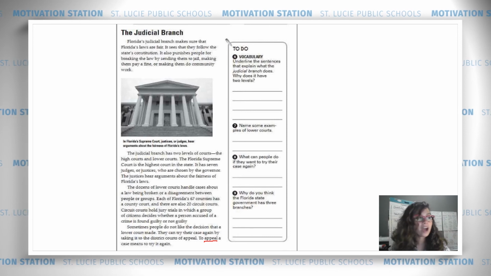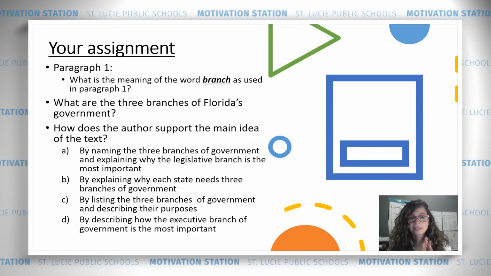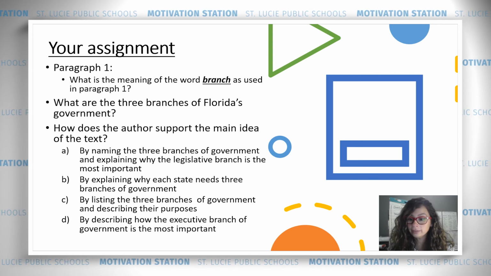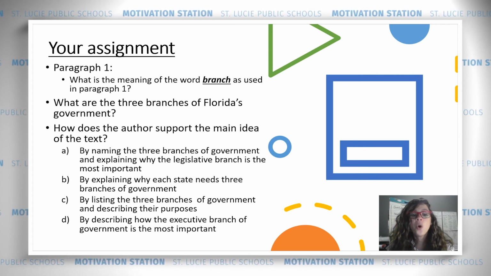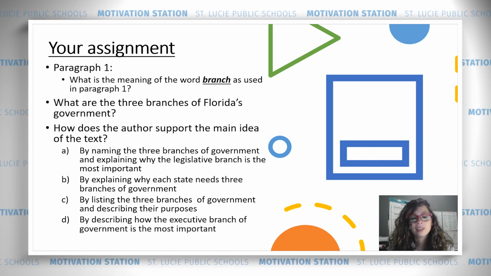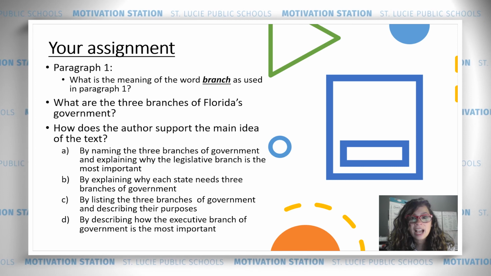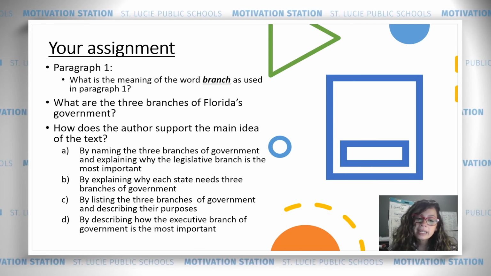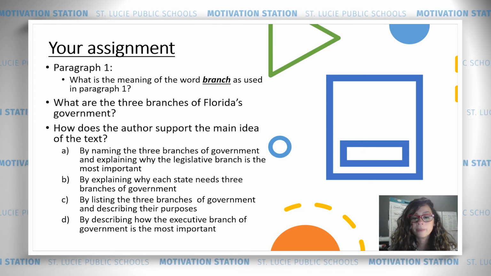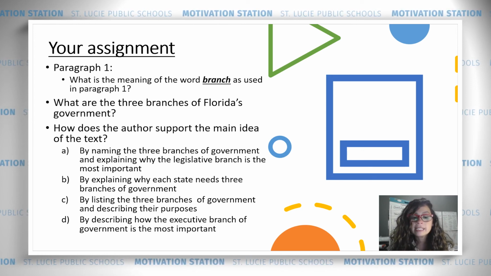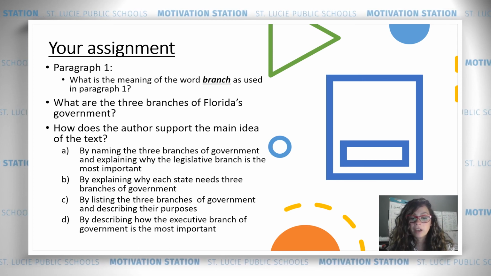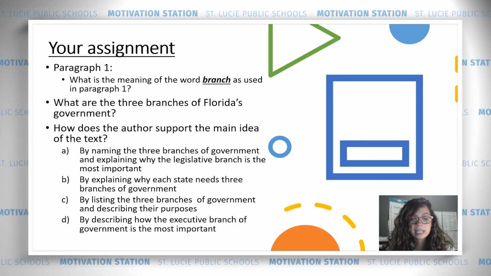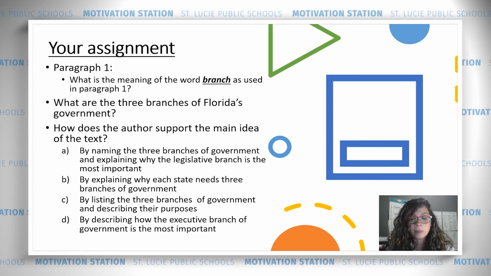Okay, so let's see what our assignment is for today. Your assignment is this. You have to tell me what is the meaning of the word branch as it is used in paragraph 1. You have to tell your teacher what the 3 branches of Florida's government are. How does the author support the main idea of the text? And you have 4 options. I'm going to read them to you, and remember to write down the right answer. A, by naming the 3 branches of government and explaining why the legislative branch is the most important. B, by explaining why each state needs 3 branches of government. C, by listing the 3 branches of government and describing their purposes. Or D, by describing how the executive branch of government is the most important.